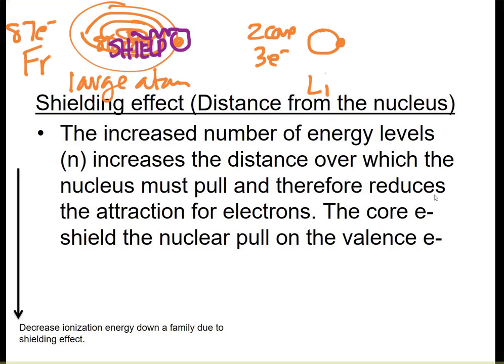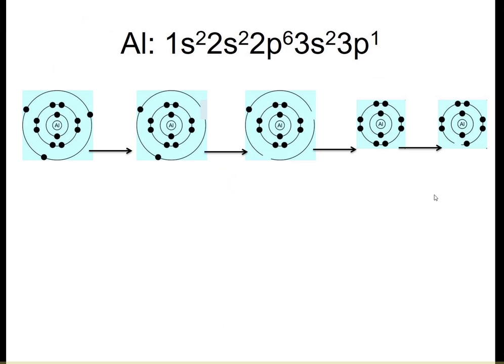Comparing to lithium, which is also a metal, one valence electron, no shielding. No shielding because this is just not a large atom. And so the nucleus is going to hang on to that outermost electron more than it would with francium. Let's look at ionization energies for aluminum.